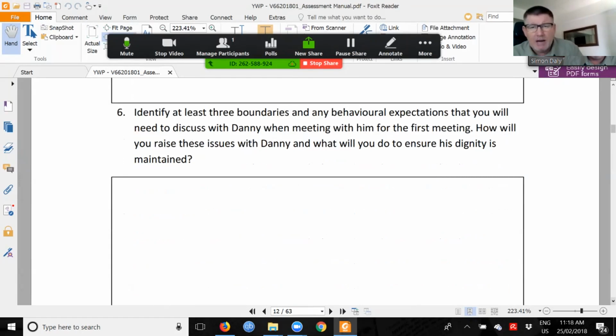Identify 3 boundaries and behavioural expectations you'll need to discuss with Danny when meeting with him for the first meeting. How will you raise these issues with Danny, and what will you do to ensure his dignity is maintained? Okay. So 3 boundaries. He needs to be respectful of people that he's involved with through your agency, through other agencies and other workers, and towards you.